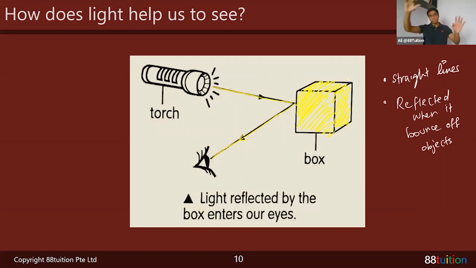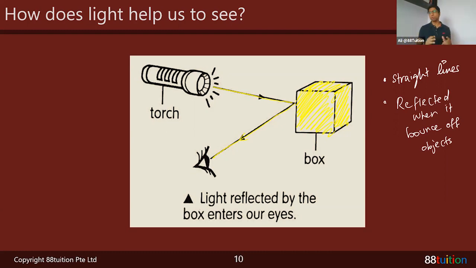If it's dark, can you imagine the room is dark at night? You switch off all the lights, you draw the curtains, it's completely dark. This box cannot be seen. It's not that the box is black in color. The box is yellow in color, but you cannot see it because there is no light bouncing on it, because you shut off all the light sources. There's no light. So you need to have light around to bounce off the object to see.